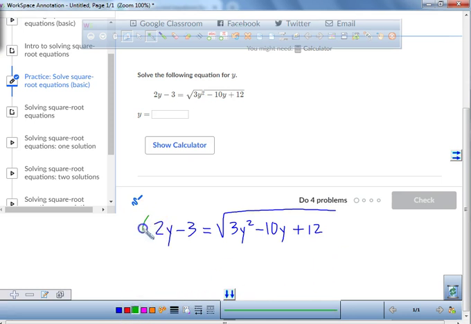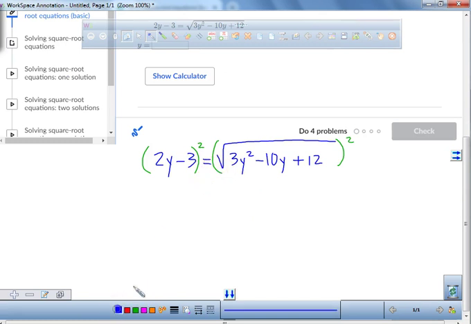Yeah, we're going to square both sides of the equal sign. We're going to square this side, we're going to square this side. Now one of them is very easy to square. Whenever you square something inside of a radical, all you have to do is just bring down whatever you have inside of the radical. Now this one's a little bit trickier. We've got to do 2y minus 3 times 2y minus 3.